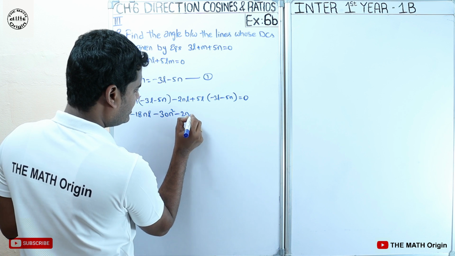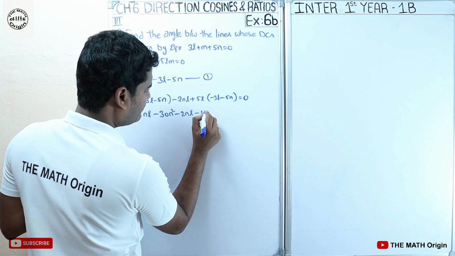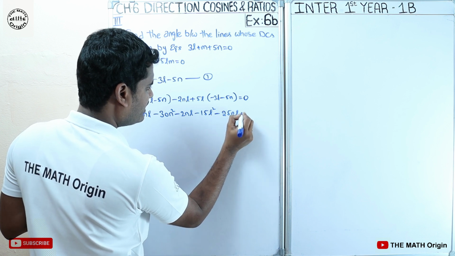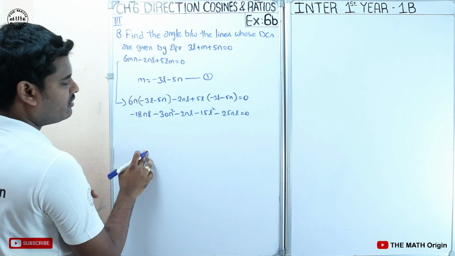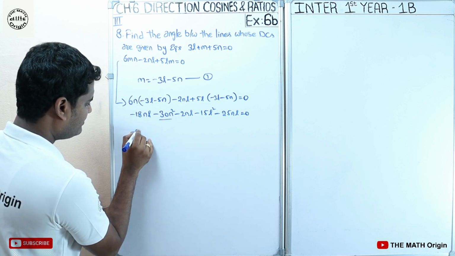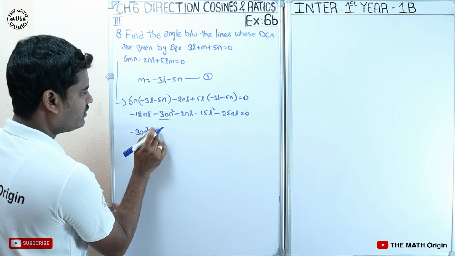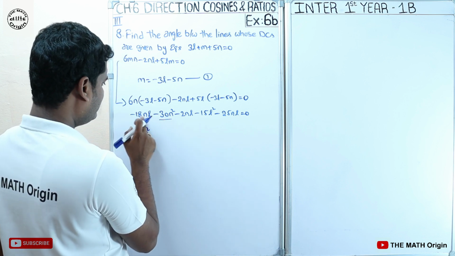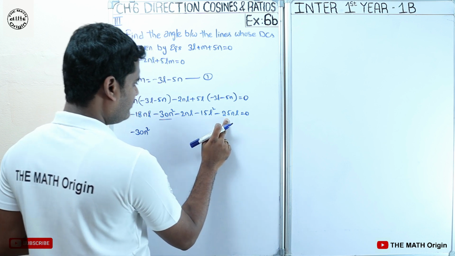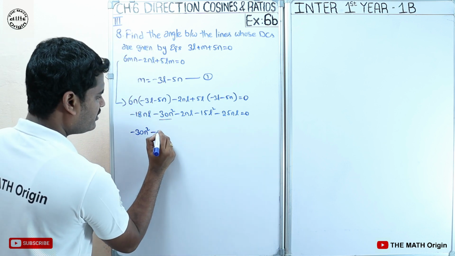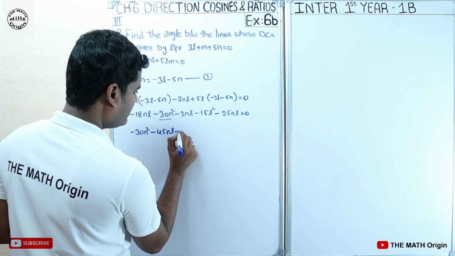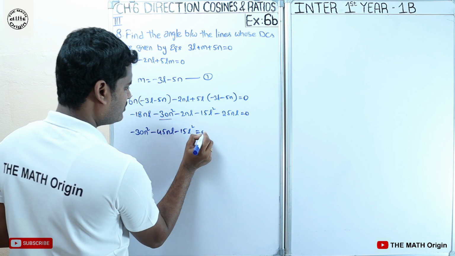Next minus 2nl. Next minus 15l square. Next minus 25nl equals to 0. Okay, now let's take 30n square, means minus 30n square. Next nl minus 18 minus 2 minus 20 minus 25, so it will be minus 45nl. Next l square minus 15l square, which is equals to 0.